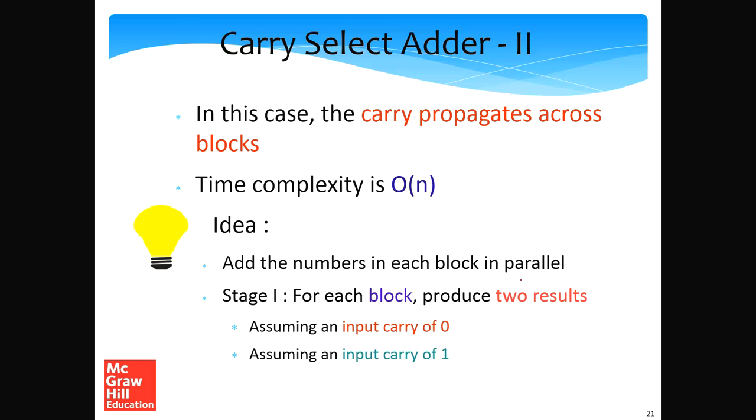So in this case, instead of adding a bit at a time, we'll be adding 4 bits, an entire block, at a time. The carry will then propagate across blocks, which will still take order of n time. But let's come up with a novel idea of how to speed it up, right? So what was the original aim? The original aim was that from an order n time complexity, we want to move to an order of square root of n time complexity. So here is what we want to do.